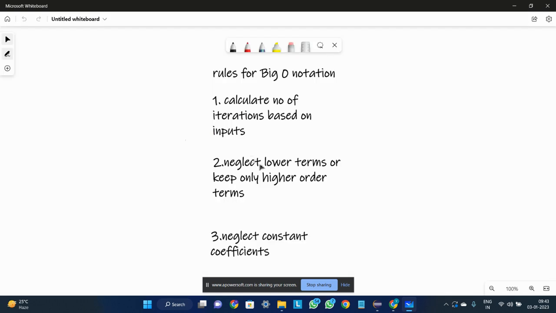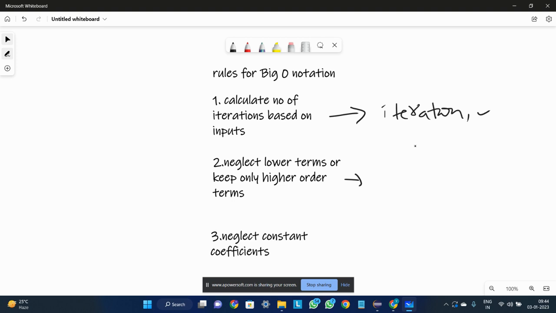Now here these are the rules. Rule number 1, calculate the number of iterations based on inputs. Yes, we did it. We are considering the iterations, whether for loop, while loop, do while, anything. Now second, neglect lower terms or keep only higher order terms.